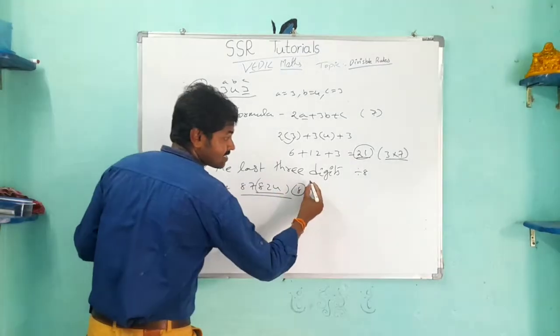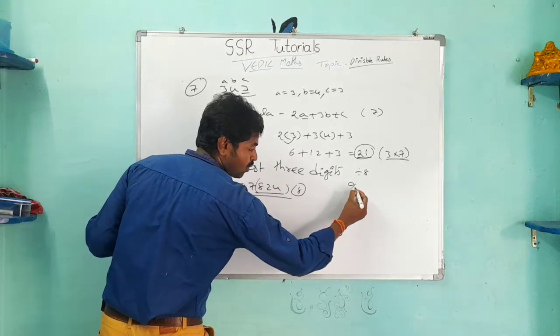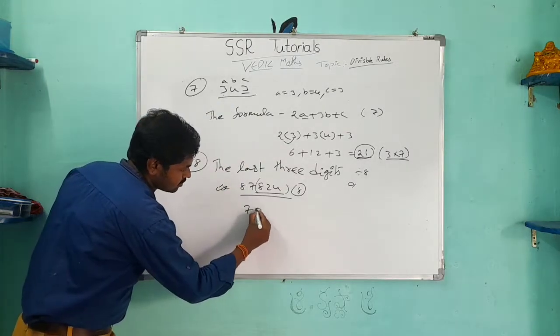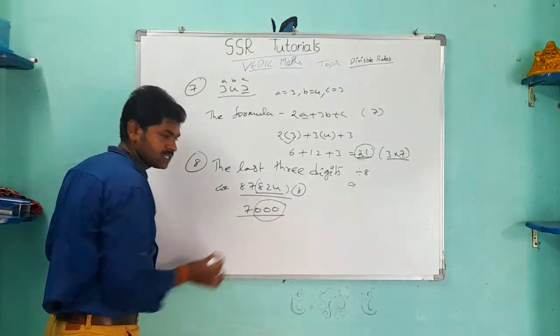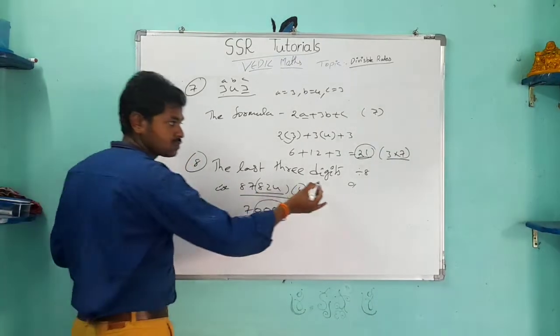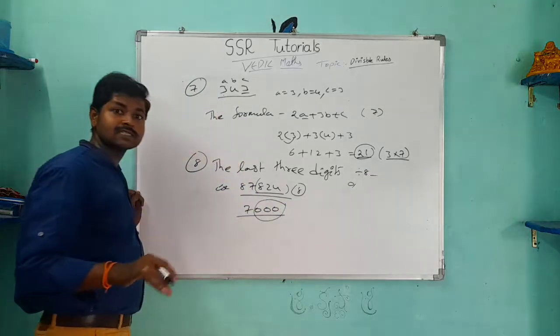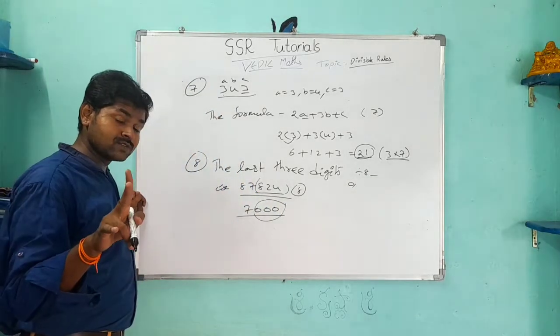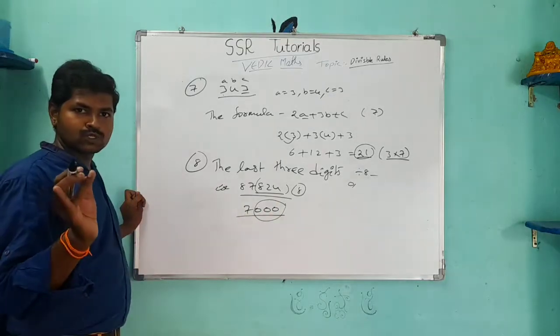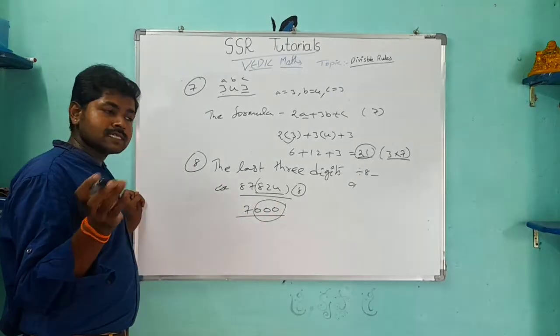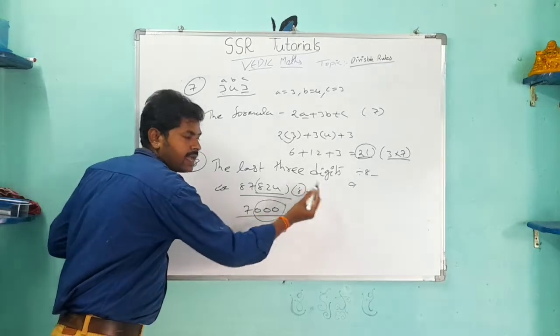Another case: the last 3 digits are 0. That means 7000. If there are 3 zeros at the end of any number, it is also divisible by 8. Two zeros are divisible by 4, and three zeros are divisible by 8.